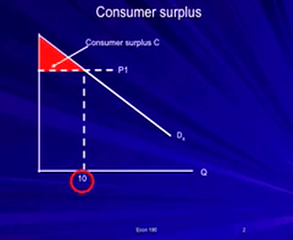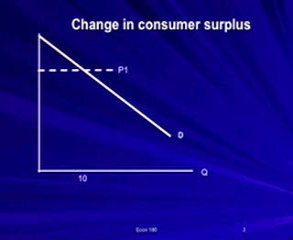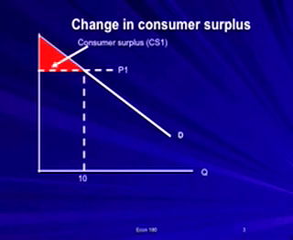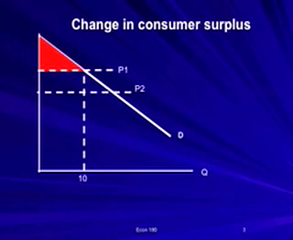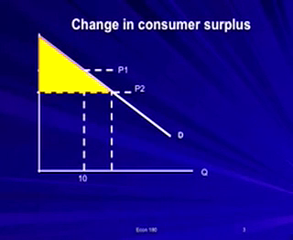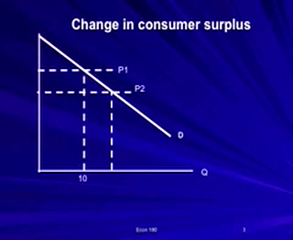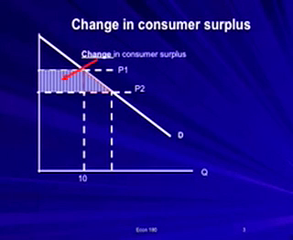We can use these concepts to consider the changes in consumer surplus. Recall that the red triangle is the consumer surplus at the original price. If the price falls to P2, there's an analogous consumer surplus given in this case by the yellow triangle. This is constructed in exactly the same way as the earlier consumer surplus. The change in consumer surplus is then given by the shaded region. In the case of a price fall, it would be a gain in consumer surplus.